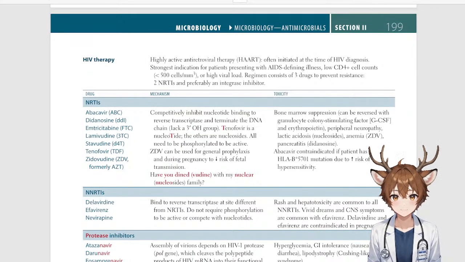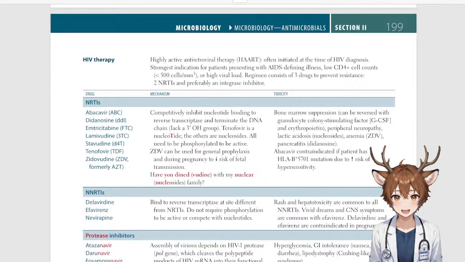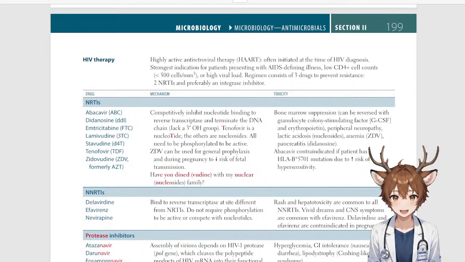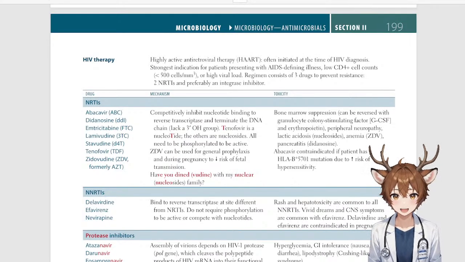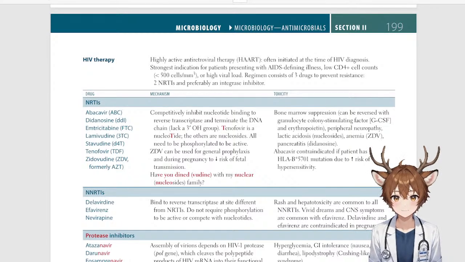Zidovudine can be used for general prophylaxis and during pregnancy to decrease the risk of fetal transmission. Okay. That's not, I would not use that one.